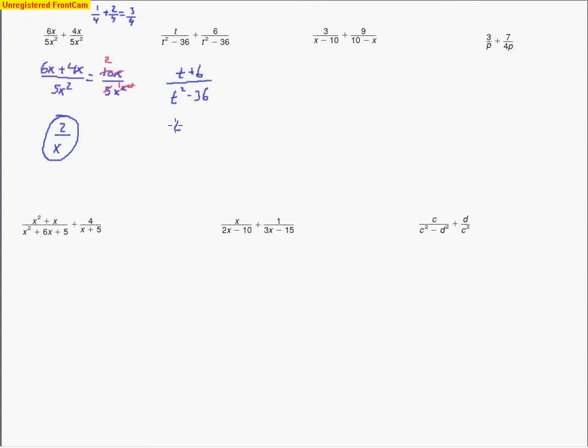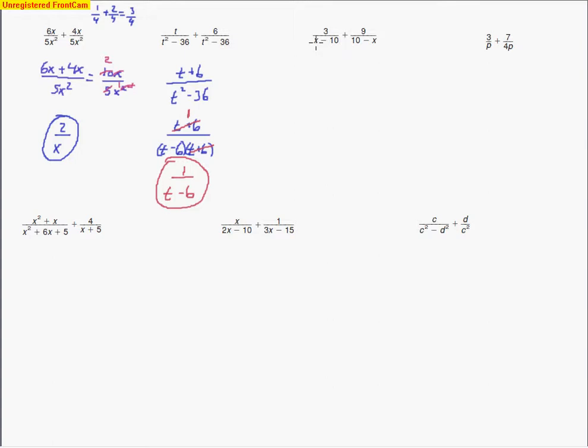And then you go ahead and factor. We've got a t plus 6, can't factor that, but the t squared minus 36 does end up factoring. It factors to a t minus 6 and a t plus 6. And so from there we can cancel out those common factors of t plus 6. Those will reduce. So what we've got left on top is 1, so that stays on top. We've got the t minus 6 down below. And that's our answer.